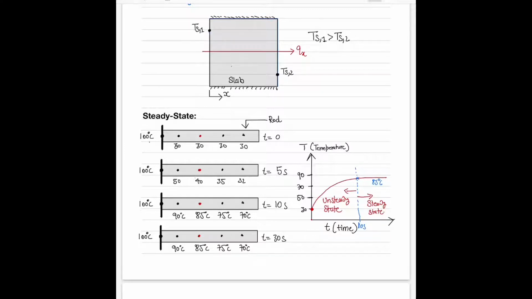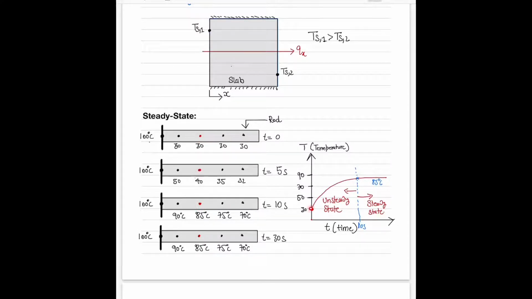So what does steady state mean? Steady state means that when the temperature at any point does not change with time, then our object is in the steady state. Here I have drawn one graph. On the x-axis we have time, and on the y-axis we have temperature. And this plot is for our red points, all these red points.